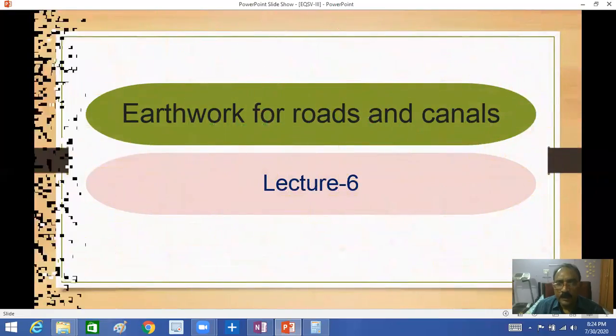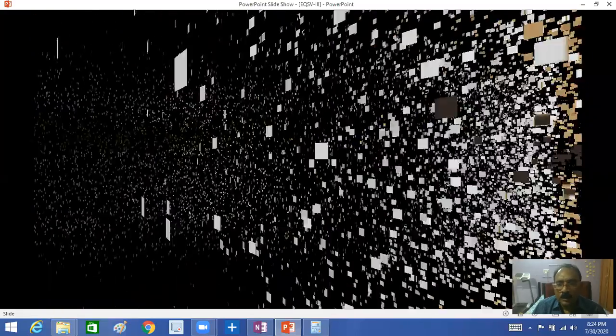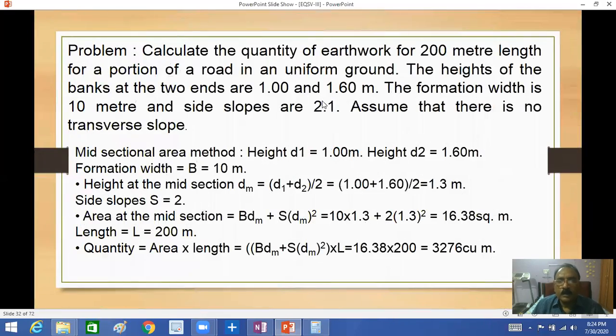Earthwork for roads and canals. In previous videos, we did this problem by the mean sectional area method and the prismoidal method. In this one, we will do the same problem by the mid-sectional area method. Calculate the quantity of earthwork for 200 meters.